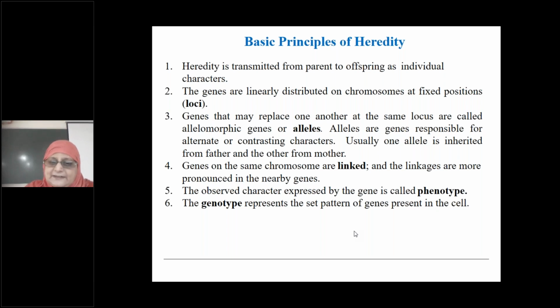And the character that you observe, that is expressed by the gene, is called the phenotype, while the genotype represents the set pattern of genes present in the cell. Phenotype means what the individual is expressing, the particular character that is expressed by the particular individual, that is known as the phenotype.